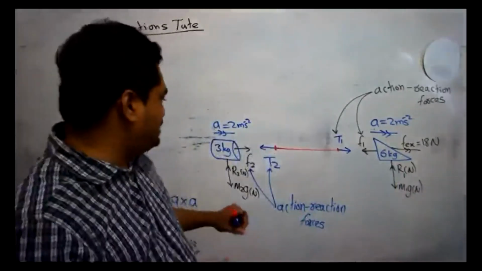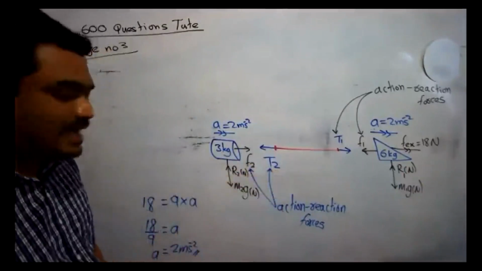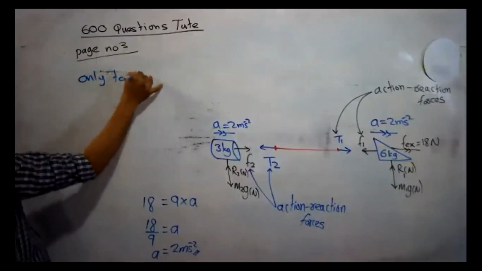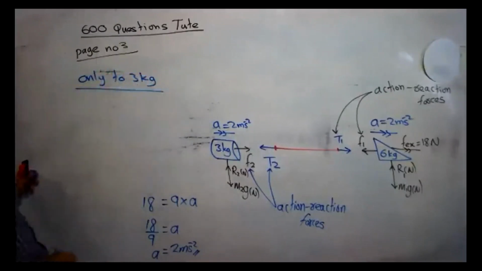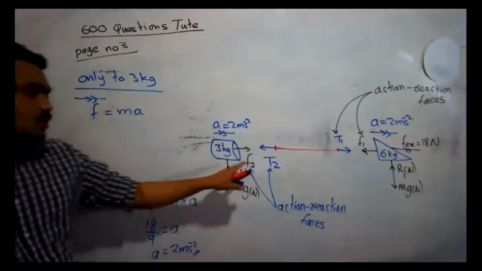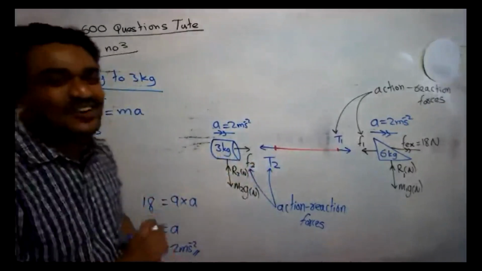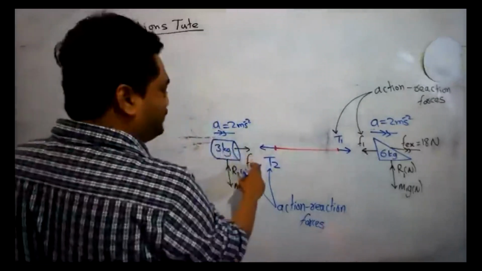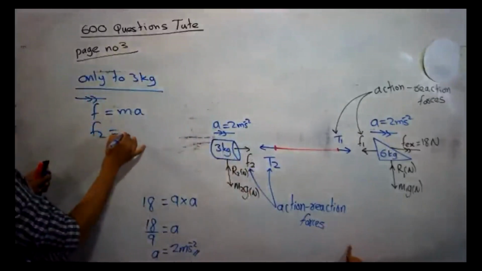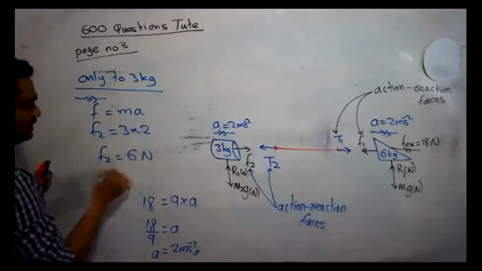So I want to find this F2 and T2. To find F2 and T2, the easiest method is, look at the board. Only to the 3 kg object, please clearly indicate, the 3 kg object moving to the right-hand side horizontally. Let's apply F equals ma. The only horizontal force acting on the 3 kg object is F2. F2 equals mass 3 times acceleration 2, so F2 equals 6 Newton.